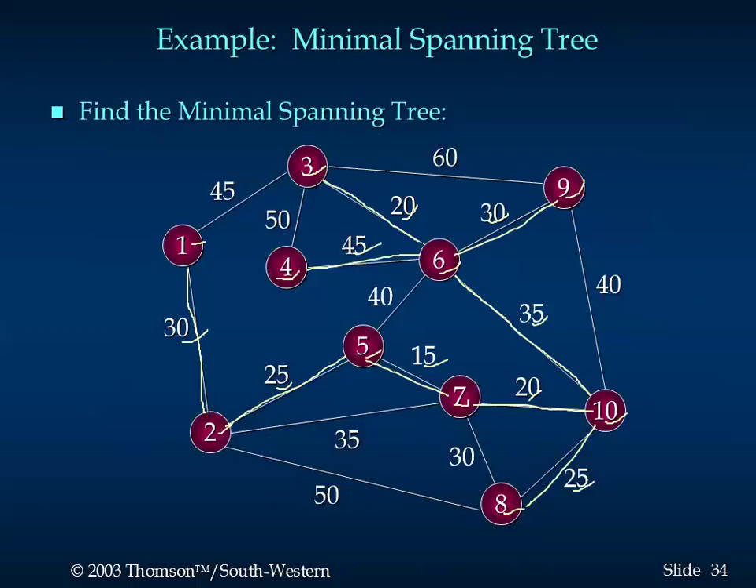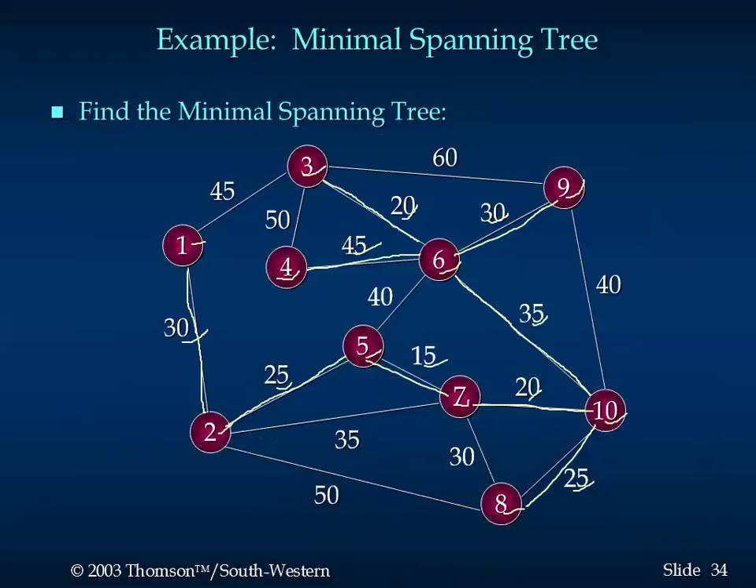Now look at the one that is closest to 1 or 2. This is 45, this is 25, 35, and 50. Which one is closest? 25. So connect this 5 with this, and now the connected nodes are 1, 2, and 5. Now what is closest to 1, 2, or 5? Well, this is 45. This one is 35. This one is 50, 15, 40, and that's all. So which one was least out of those numbers? 15. So connect 7 to 5.